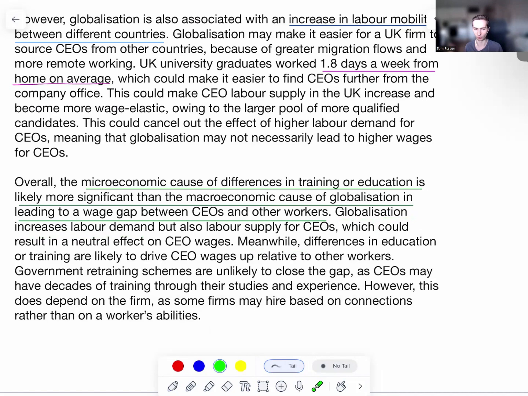And it's going to be difficult to retrain people to become senior managers through, say, government retraining schemes because CEOs have decades of training with their studies and experience. And so it's going to take a long time to retrain workers. This does depend on the firm, though. As mentioned before, some firms may hire based on connections rather than a worker's abilities.